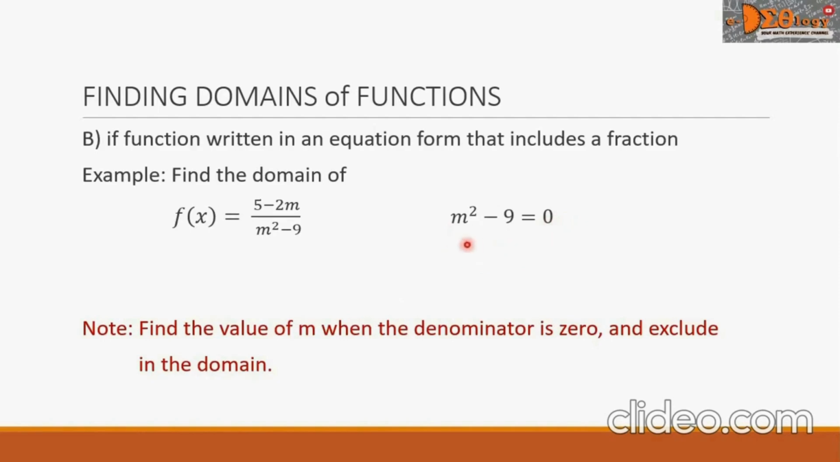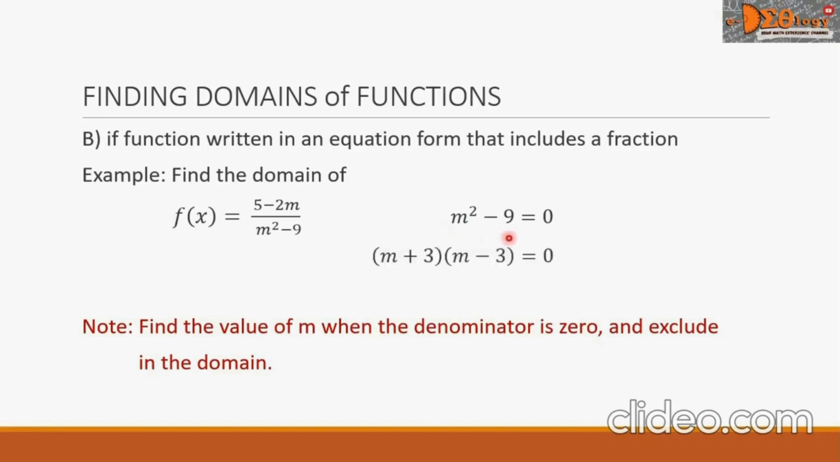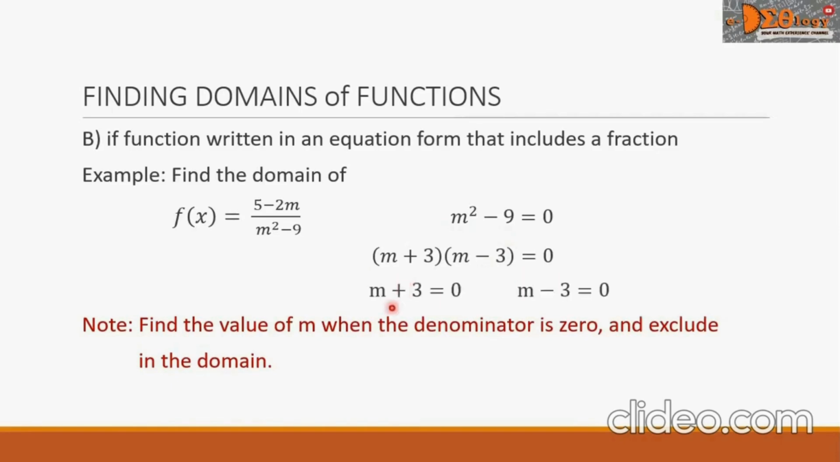So our equation here is m squared minus 9 equals 0. We will use factoring to find the value of m. This m squared minus 9 is factored into m plus 3 times m minus 3. And then each factor we will equate to 0. So m plus 3 equals 0. The second factor, m minus 3, is also equal to 0. Then we will solve for m respectively.